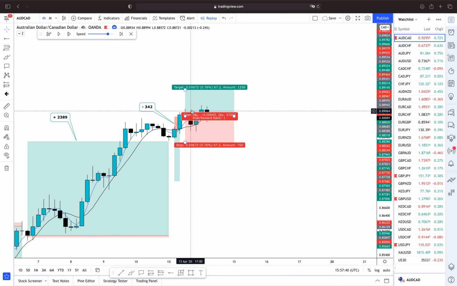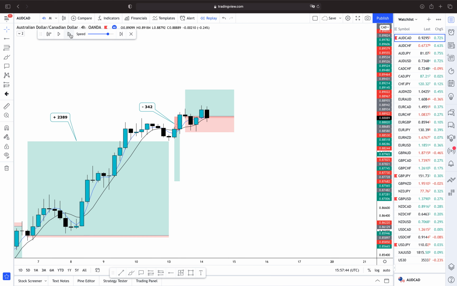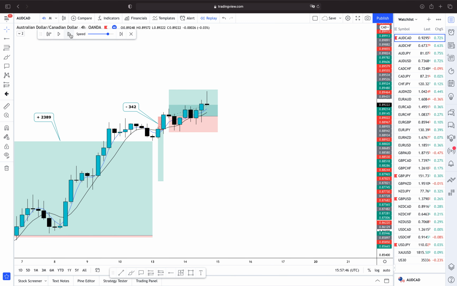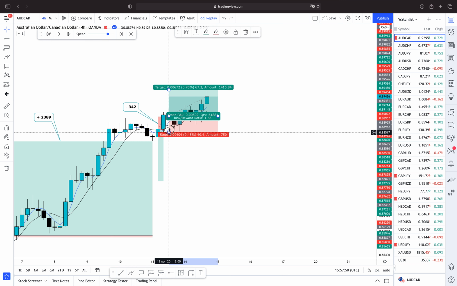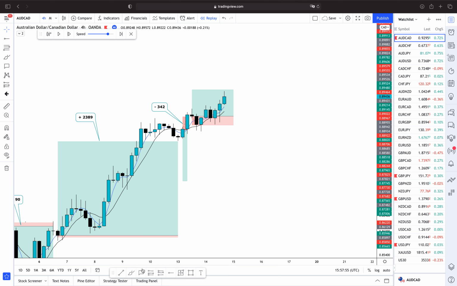So it has broken this high, so I'll be moving my stops to the most recent low. It has again broken this high. I will be moving my stops to the most recent low. This trade is going on really very tight.